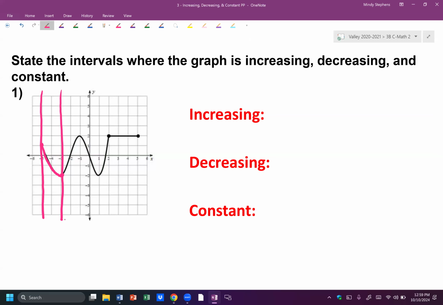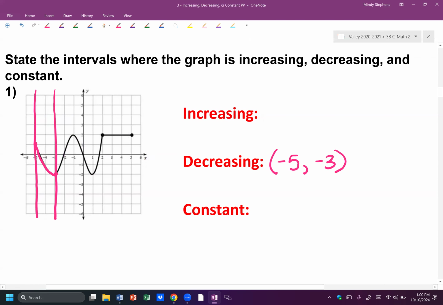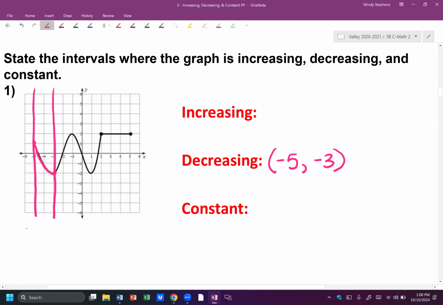So I'm looking at where these lines that I've drawn touch the x-axis. So it's out at 1, 2, 3, 4, 5. So it's decreasing first. So I'm going to go -5 and it stops decreasing at -3. And I always use parentheses every time. So the first one, this one is at -5. This is at -3.